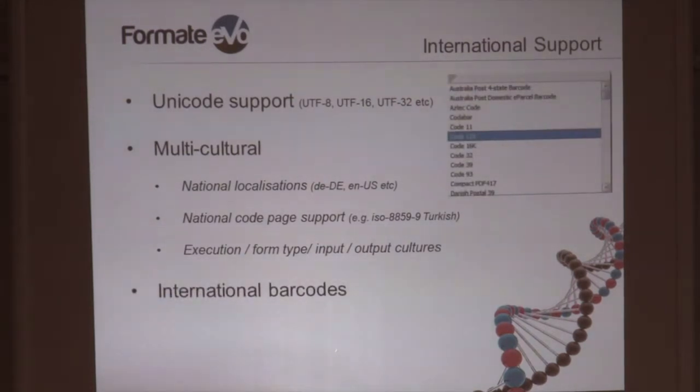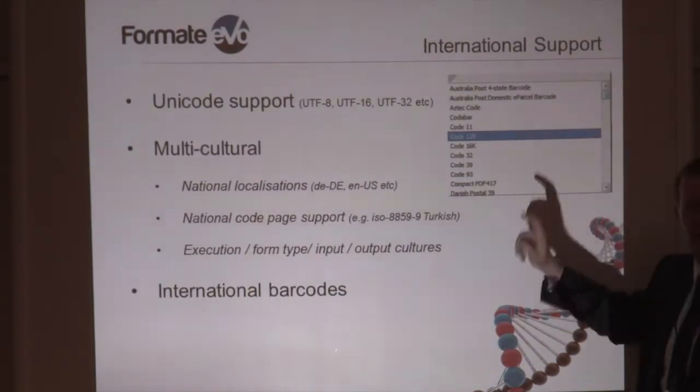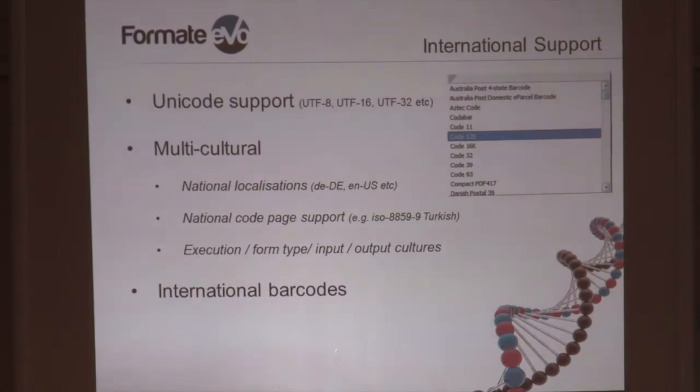And to that end we also have things like international barcodes. So at the top there, which may be a little bit difficult to see, there's the Australian Post Domestic e-parcel barcode, which I'm sure we all use frequently. But again, if you have an Australian subsidiary or you have an Australian partner, some of these things are now available to you where they weren't.